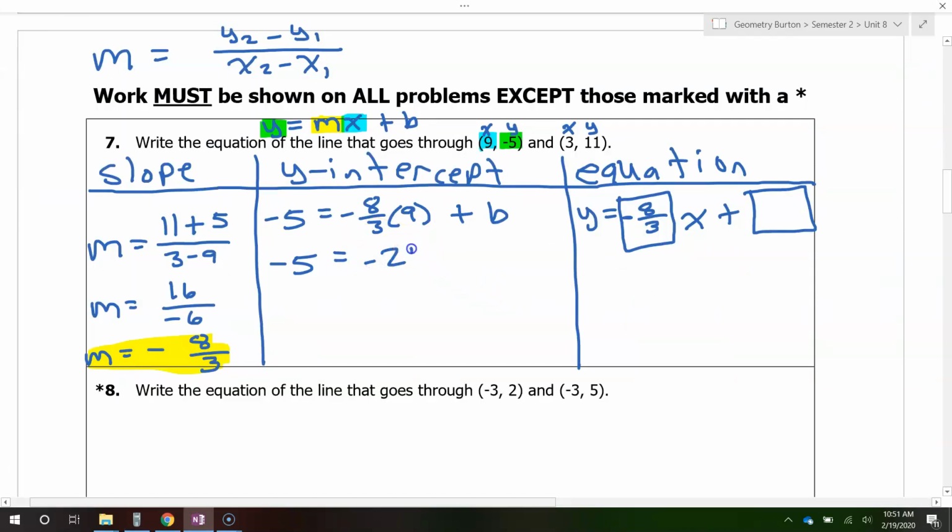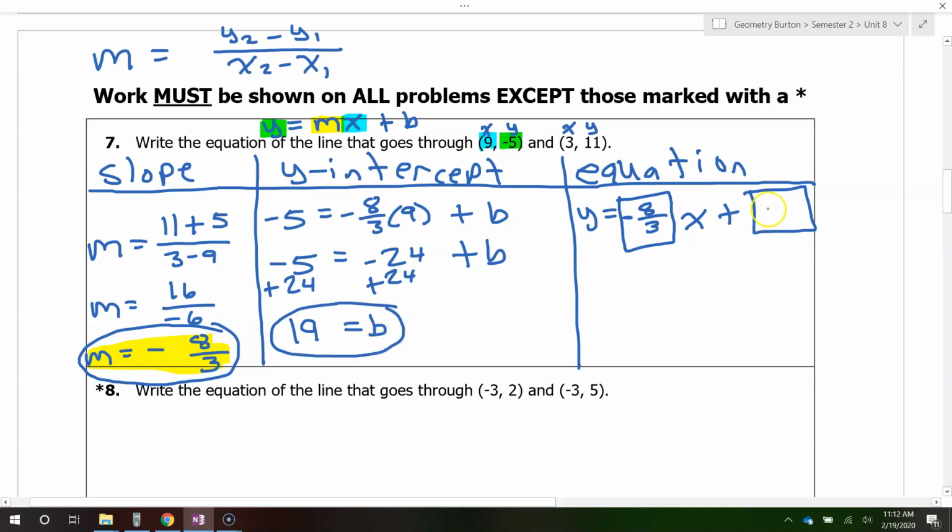So this is going to be negative 24 plus b. And now it's time to add 24 to both sides. But that's going to give us 19. So I have 19 is equal to b. So now I have m and I have b. So the 19 goes right here. So my final answer is y equals negative 8 over 3x plus 19.